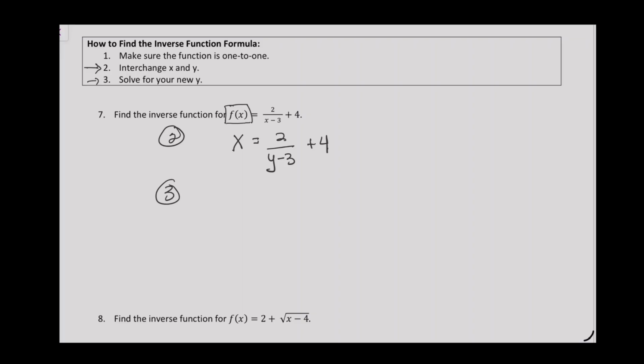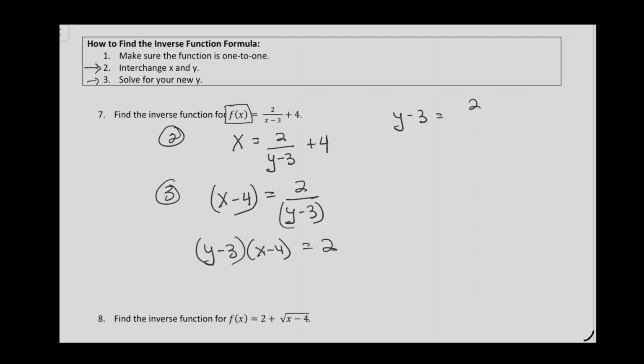First things first, I'm going to subtract 4. I don't like working with fractions. Most people don't. So I'll multiply both sides by y minus 3. Then I'm going to divide the x minus 4 off. And now I'm going to add 3 so that I'm solving for my new y value. So 2 over x minus 4, and then plus 3. So this is my inverse.